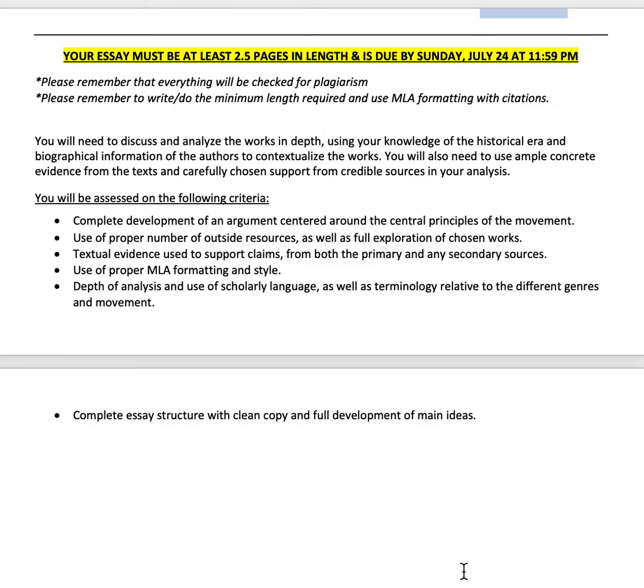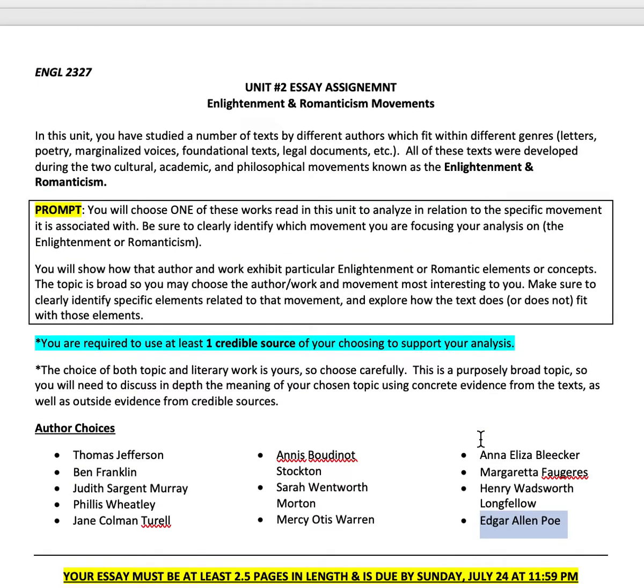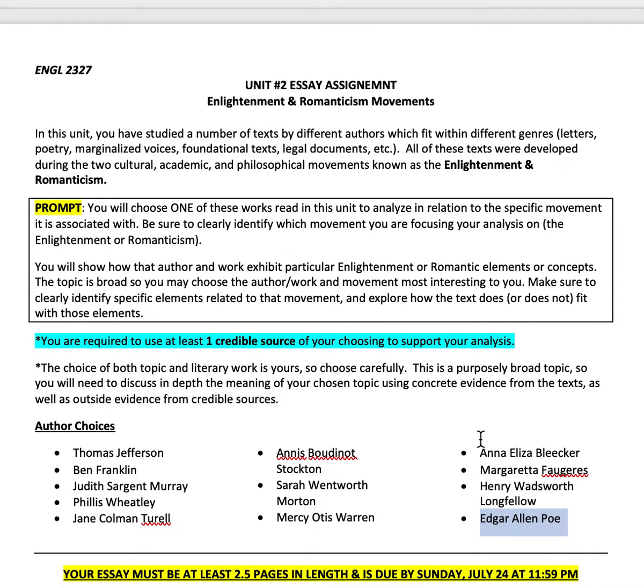And then, of course, make sure you have a well-developed essay structure: an intro with a thesis claim, clear main ideas with lots of evidence and analysis, and a conclusion. Like I said, it is purposely broad because I want you guys to choose the thing that's of most interest to you. If you have any questions, you can run anything by me, please feel free. But otherwise, go ahead and move on to your next assignment.